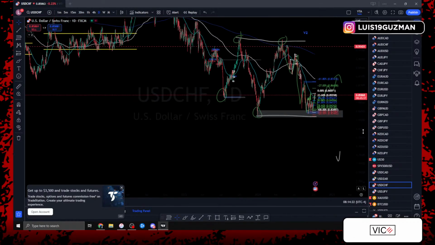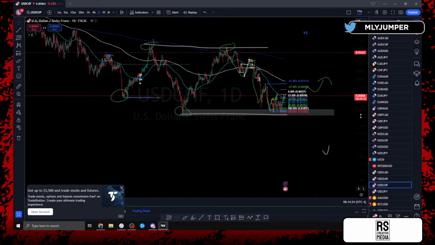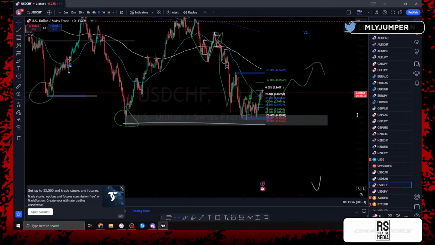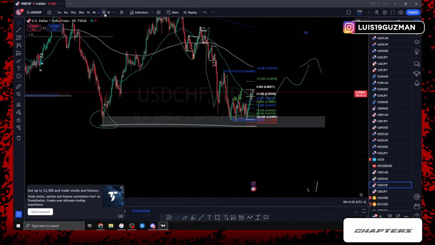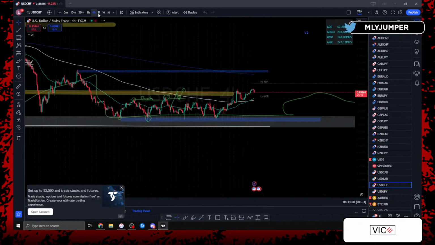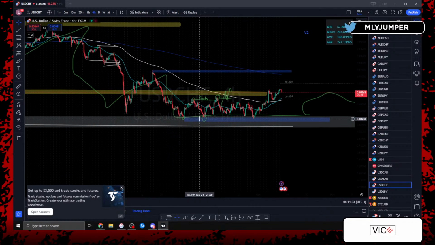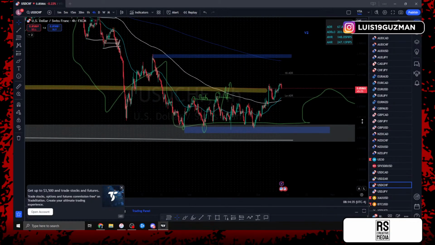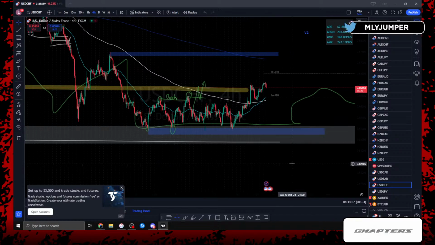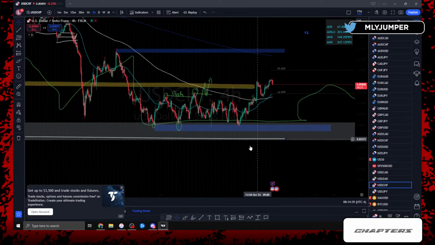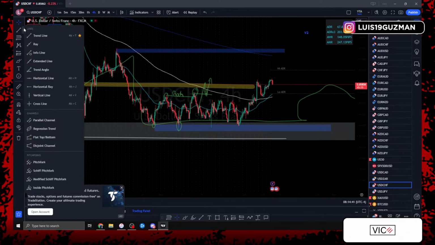Once we get that change of character on this pair, that's when I'll start trading it in the internal time frame, the full hour most likely. Because internally in the full hour we're trading lower low, lower high, lower low. So once we get that change of character in the full hour time frame, and once we confirm those moves, you know what, I'm also gonna put these lines real quick. What time is it? 8:14. We got 15 minutes. I got time.